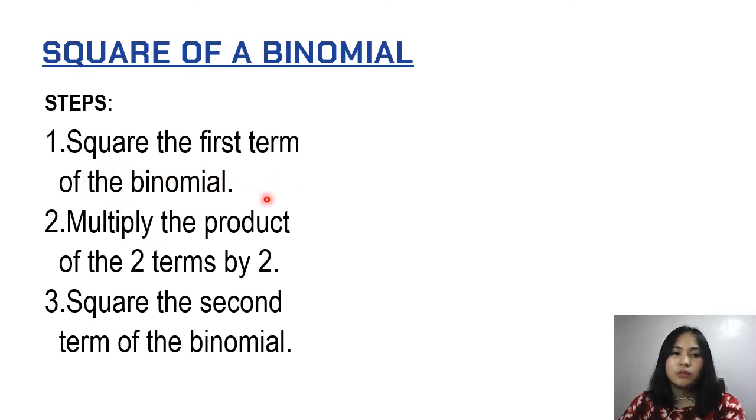First, square the first term of the binomial. Second, multiply the product of the two terms by 2. And third, square the second term of the binomial.